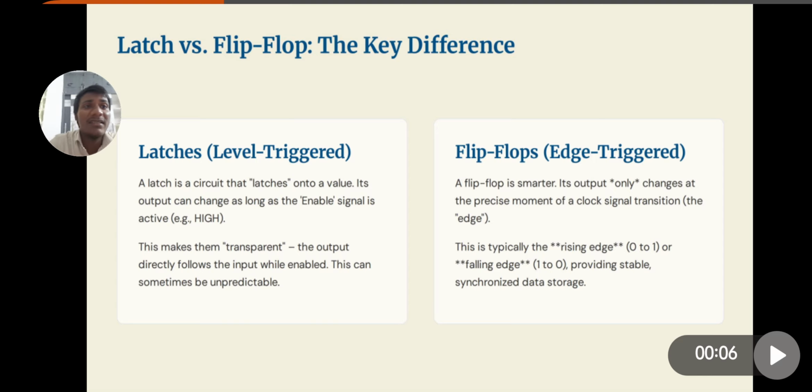A latch is level triggered, and a flip flop is edge triggered. Here we clearly see that the latch is transparent, the output directly follows the input, and enabling it is sometimes unpredictable. Latches are sometimes unpredictable.